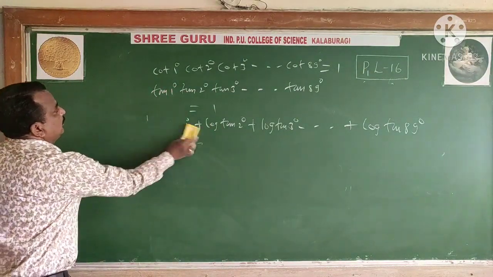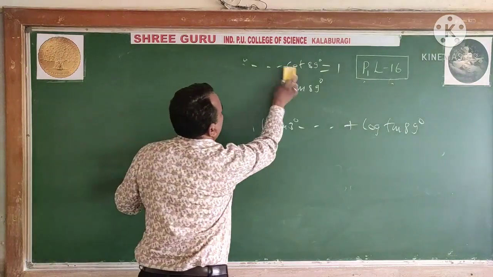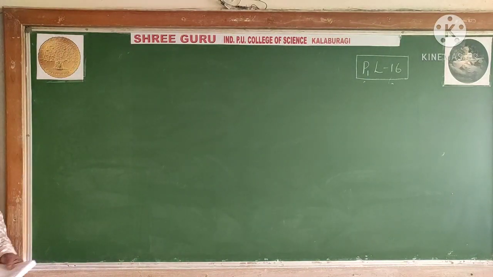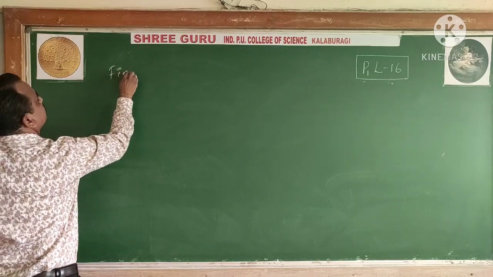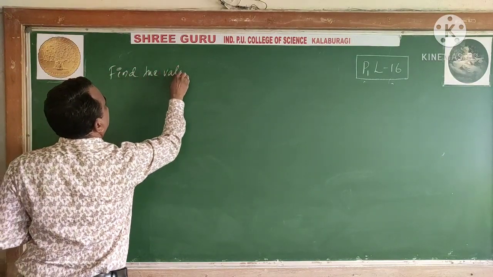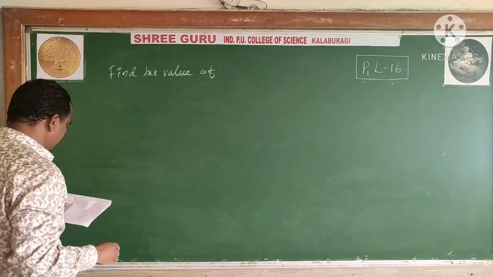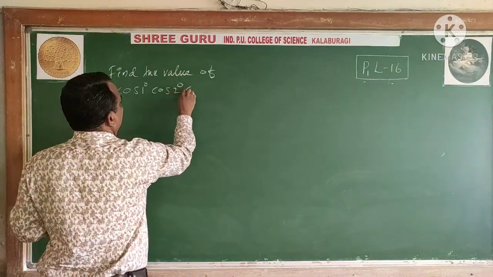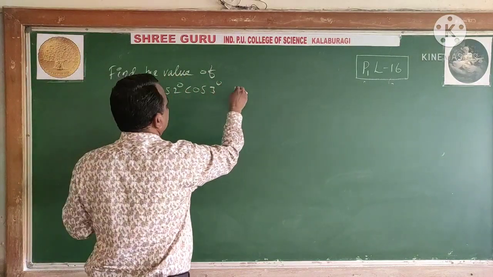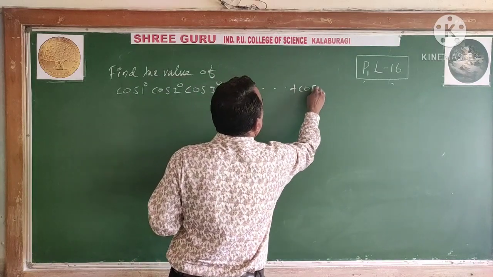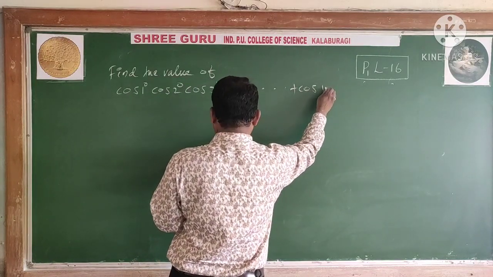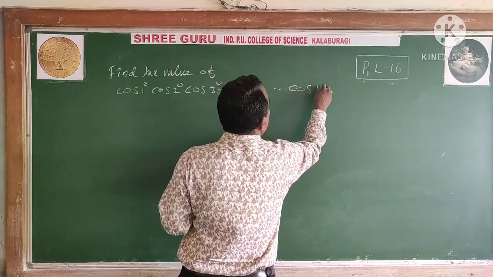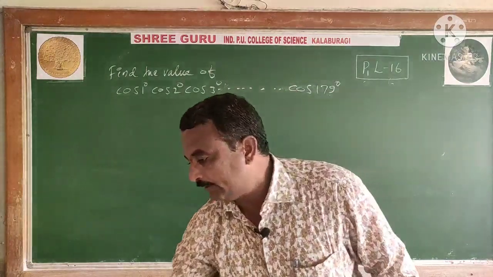Now see, students, we will go for the next example. Very interesting this one. Find the value of cos 1 degree, cos 2 degree, cos 3 degree, and so on, all the terms, up to cos of 179 degree.